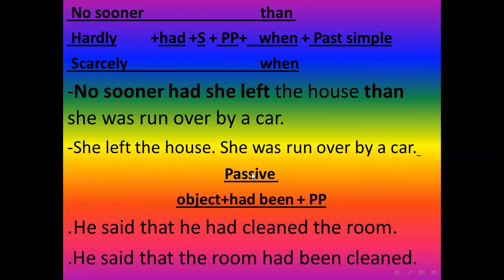What about passive? As you know, when we write passive, from passive, object plus had been plus past participle. He said that he had cleaned the room. He said that the room had been cleaned. We began with the room, object, and after that had plus been plus past participle.